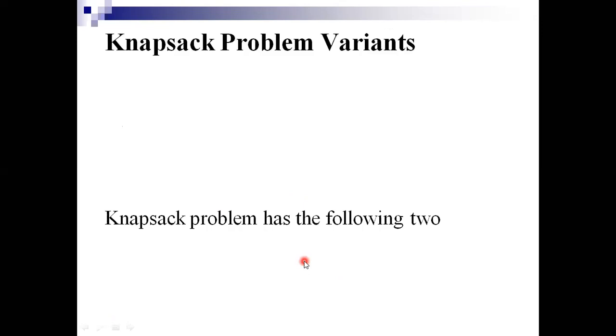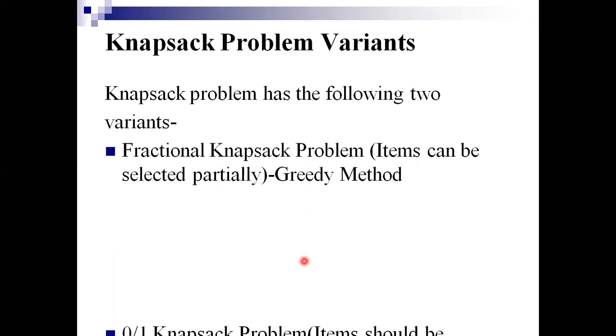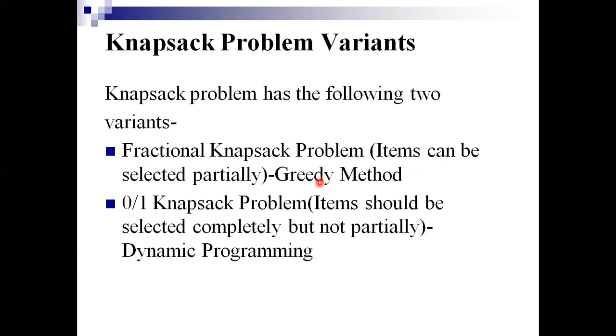Right? So as I said, there are two variations of knapsack problem. One is fractional knapsack problem, where the items can be selected partially, or a fraction can be selected, which is solved by greedy method. The other one is 0/1 knapsack problem, where the item should be selected completely, but not partially. You cannot select a fraction. And this is solved by dynamic programming approach, right?